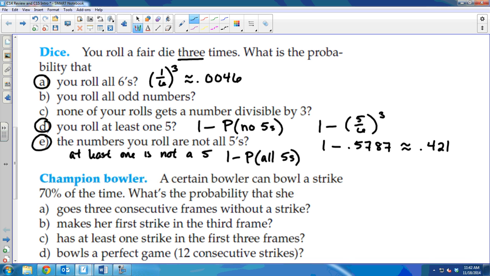So this is almost the same, right? A little bit different. So what's the probability of getting a 5? 1/6 to the 3rd. It ends up being 0.995.